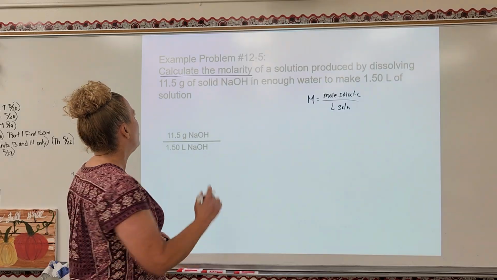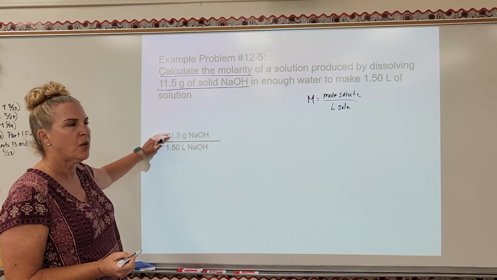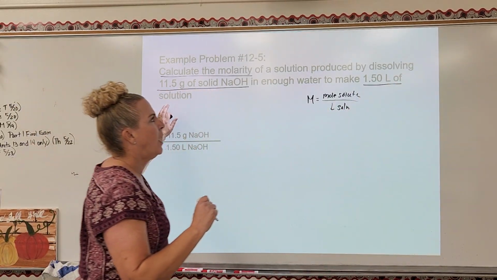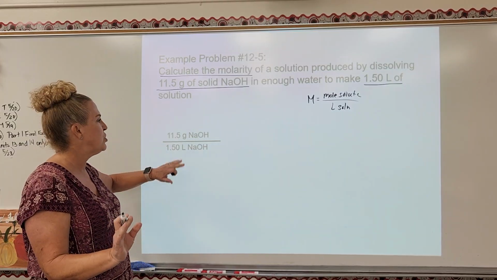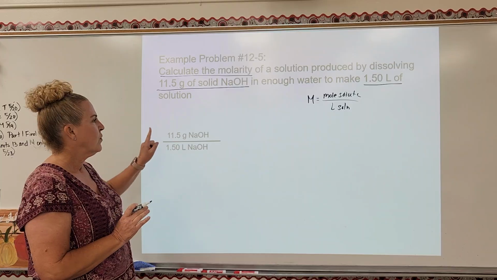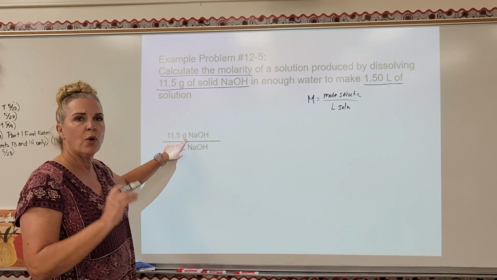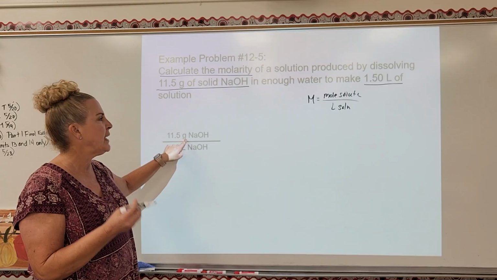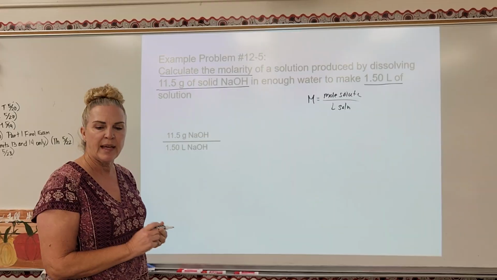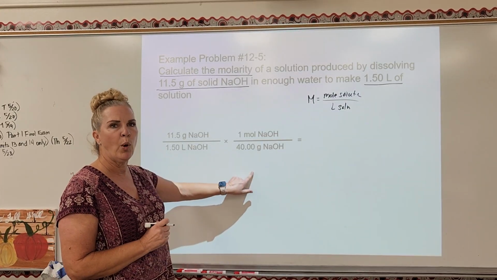Okay, great. We have been given 11.5 grams of our solute. We have been given 1.50 liters of solution. So I set them up like this. Now, what's the problem? Grams is not moles. So what do I need to do? Can I get from grams of sodium hydroxide to moles of sodium hydroxide? The answer is yes. So I'm going to hit times, and I'm going to use the molar mass.